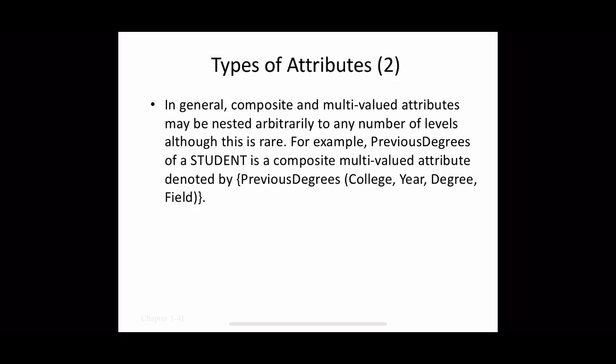Just for example, the previous degrees of a student is a multi-valued attribute, in that the same student can have multiple previous degrees, and each previous degree can be composed of college, year, degree and field. So which can be represented like this: previous degree in curly braces, and the attributes will be listed in simple parentheses: college, year, degree, field.